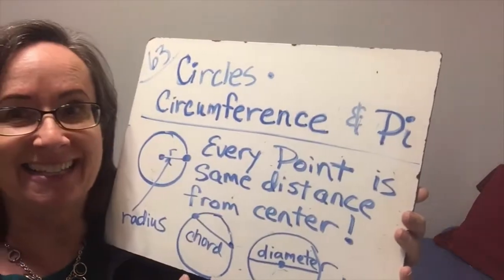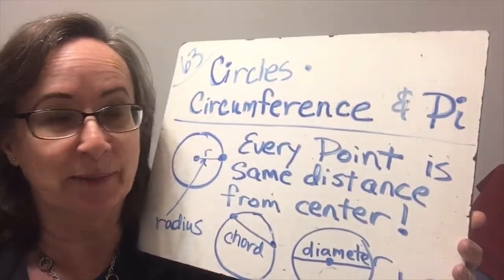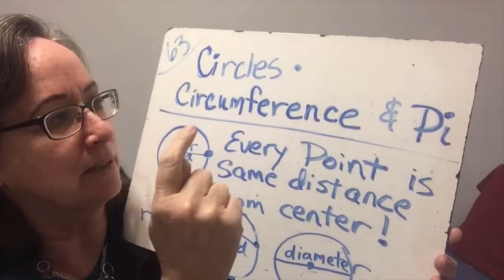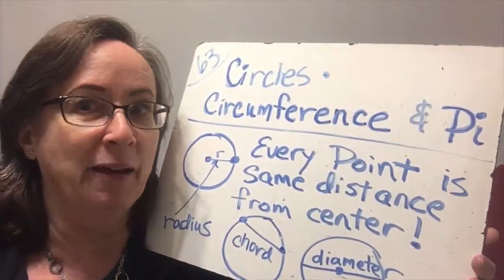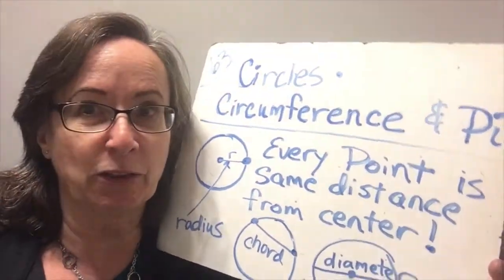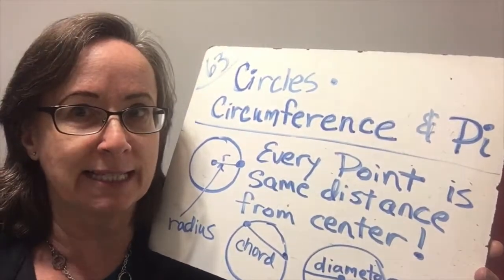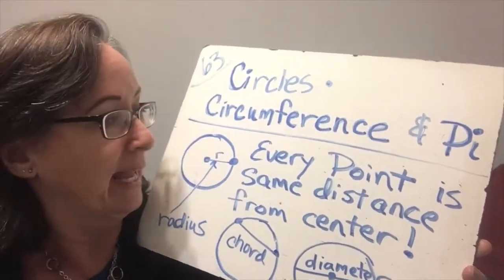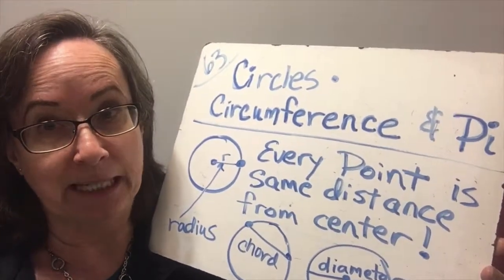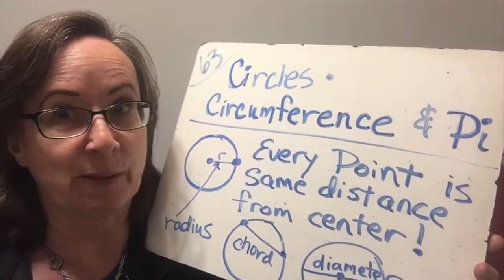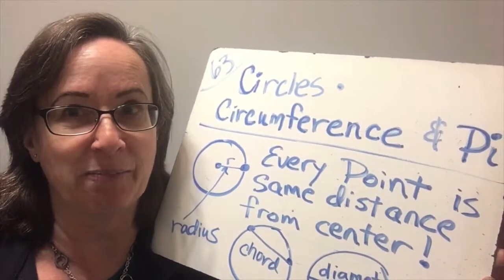Today, we're doing lesson 63 in our blue books, and it's all about circles, circumference, and pi. We're going to learn a lot about circles in this section. We're going to learn what a circumference is and what pi is. And it's not the pie that you eat, although sometimes we celebrate Pi Day by eating pie.